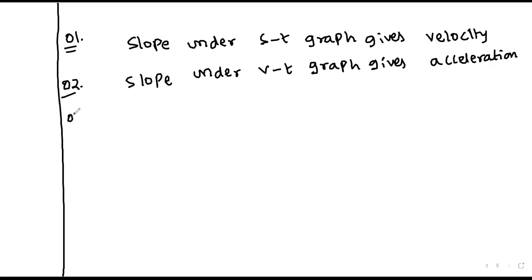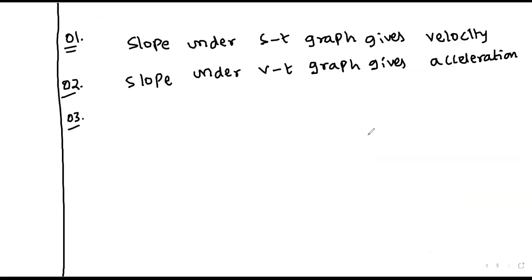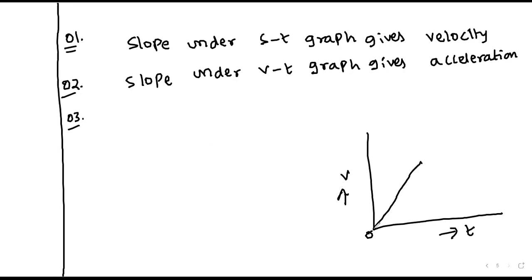Next, the third point. Say for example, let us consider a graph like this. This is the velocity, and here it is the time. This is 0, and this is 2. Now see here, I am shading the region.